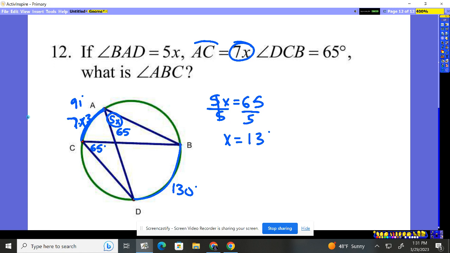What is A to B to C? A over to B, back to C. Oh, it's the inscribed angle. So it's half of that 91. So it's simply half of 91, which is what? 45 and a half degrees. It's ugly, it's got a little fractional part. So the answer is 45 and a half, or 45.5 degrees, for number 12.